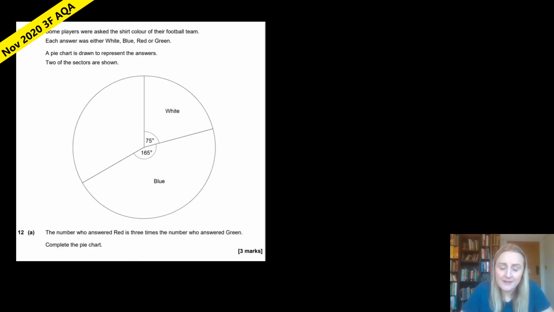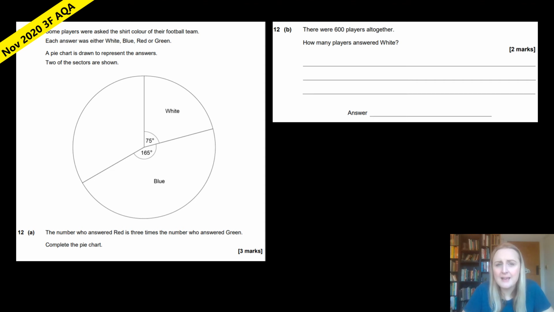Another question from foundation level AQA, and this is a really recent question, November 2020. You can see that AQA really like this idea of bringing ratio into pie chart questions. So here we are again being asked to complete the pie chart, and we're being told the number who answered red is 3 times those who answered green. So it's really similar to those other questions. And then we have, there are 600 altogether, how many answered white.